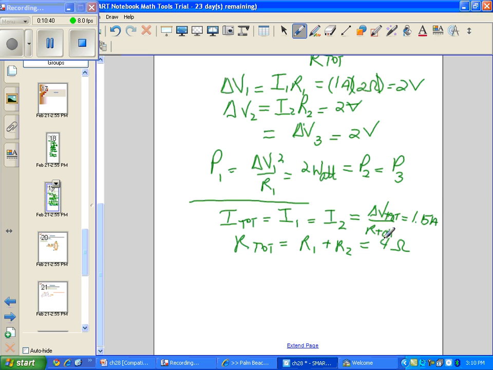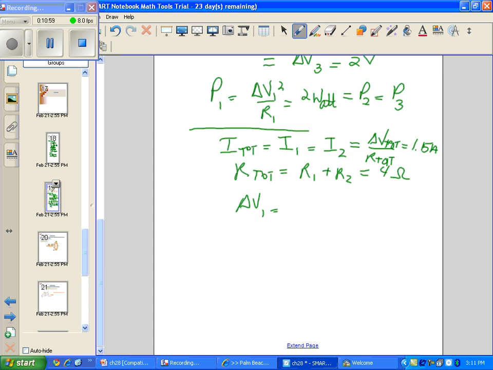And so now you can see the current is greater through each resistor because we now only have 2 resistors to consider. How about delta V? Well, delta V1 is given by, let's just extend the page a little bit, I1 times R1, I1 is 1.5 amps, R1 is 2 ohms, that gives us 3 volts, but that will also equal delta V2.